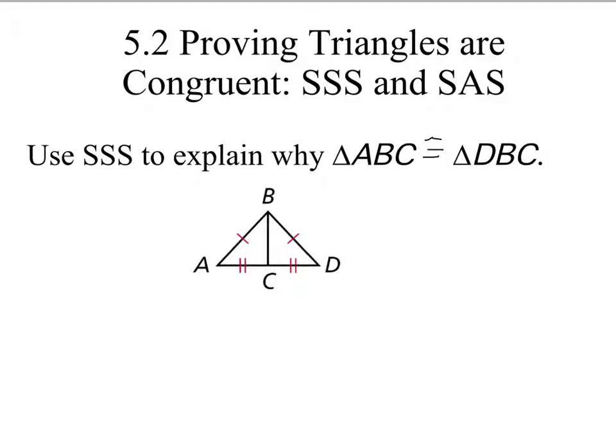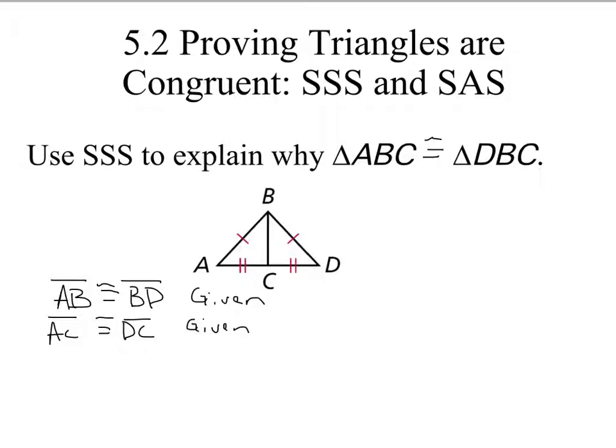According to this figure, I know, based on those congruent marks, that AB is congruent to side BD. Why? Because it's given. It tells me based on those congruent tick marks that AB is congruent to BD. I also know based on the other tick marks that AC is congruent to DC. That is also given.